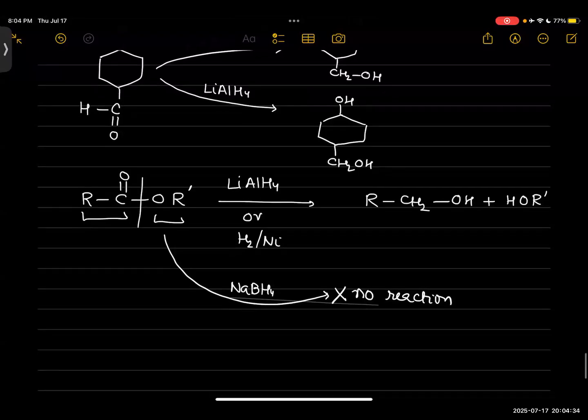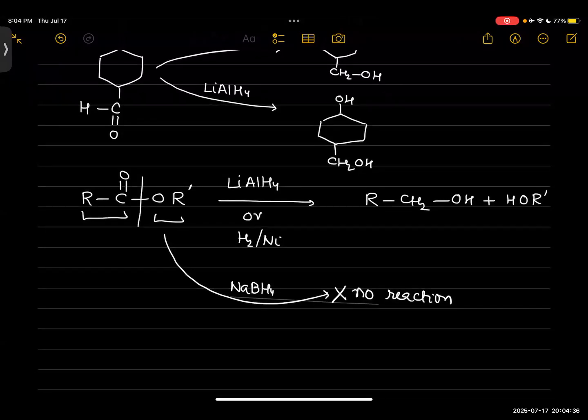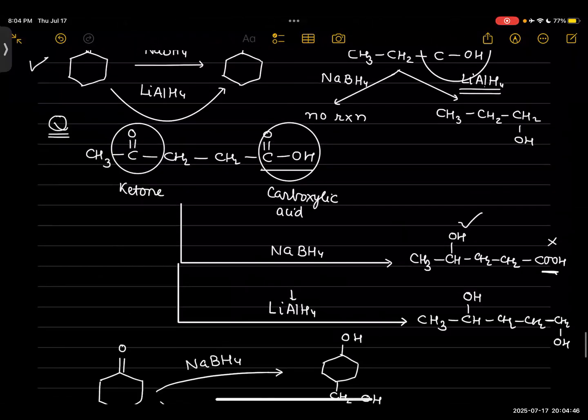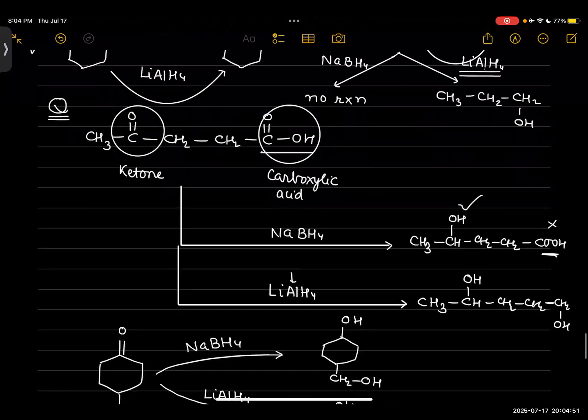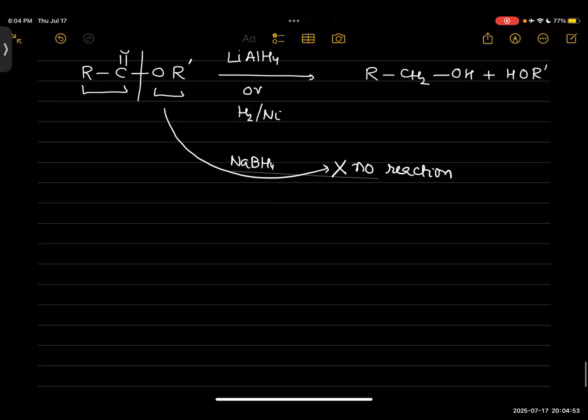Esters upon reduction will give 2 alcohols. Is it clear to everyone? Aisha, am I audible? Okay. So this is the method of preparation of alcohol by reduction. Let me move to another method.